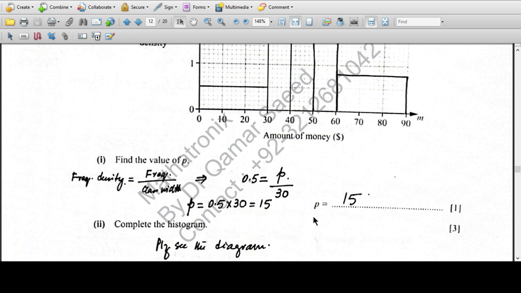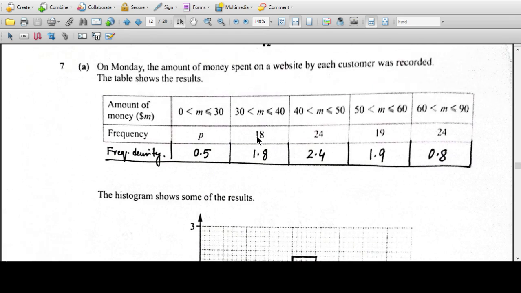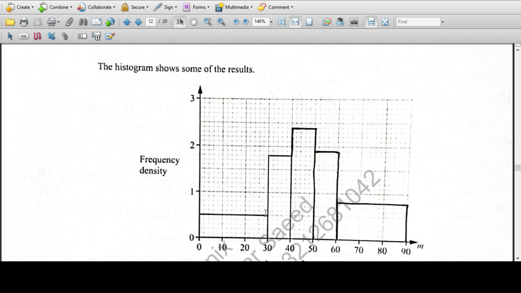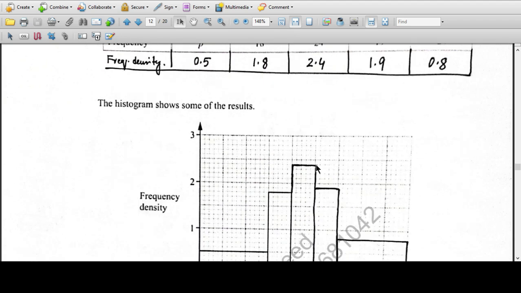Now complete the histogram. This is part 1, and please see the diagram. Here we have 18 divided by 10, which is 1.8, and we have defined the 30 to 40 bar with a frequency density of 1.8. For 24, in the 40 to 50 class, 24 divided by 10 gives 2.4, which is the frequency density, so the value is 2.4 here.